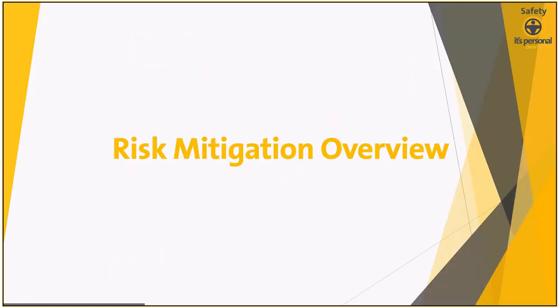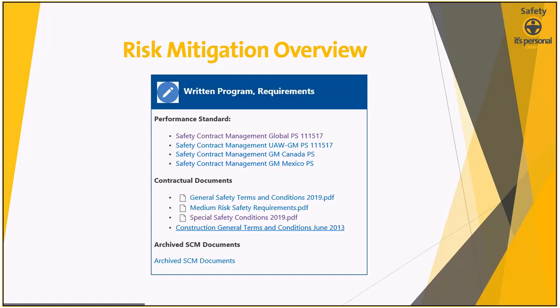So let's talk about risk mitigations. If you took a look at the medium risk safety requirements document, which is our new contractual document, or you took a look at the risk mitigation section in the special safety conditions, it goes over the requirements that GM is telling the seller on what we expect them to do, right? If you take a look on our SharePoint, under contractual documents, you'll see special safety conditions 2019. That's the most recent copy.